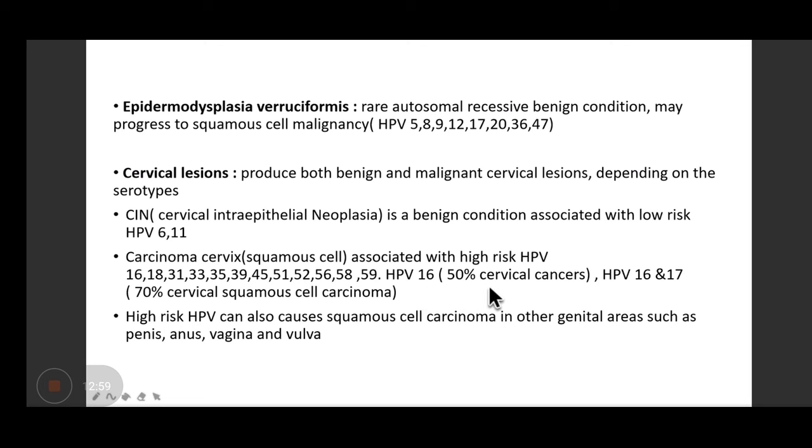So it has been seen that in 50% of cervical cancers, HPV 16 is a common serotype associated with cervical cancers, and HPV 16 along with 18 are responsible for 70% of cervical squamous cell carcinoma. And this high-risk HPV can cause squamous cell carcinoma in other genital regions, like the penis, anus, vagina, and vulva. So an important thing we need to remember is, apart from genital warts, the benign conditions, that is warts, anorectal warts and all, it may also lead to malignant conditions.